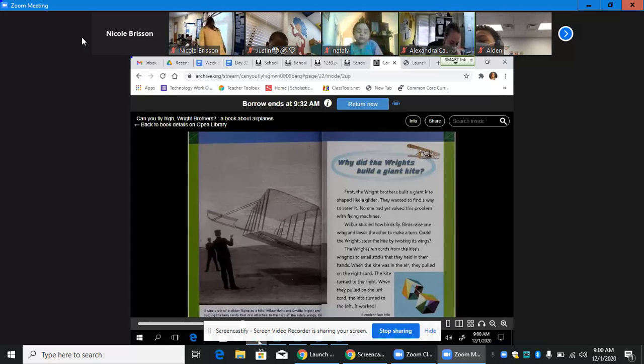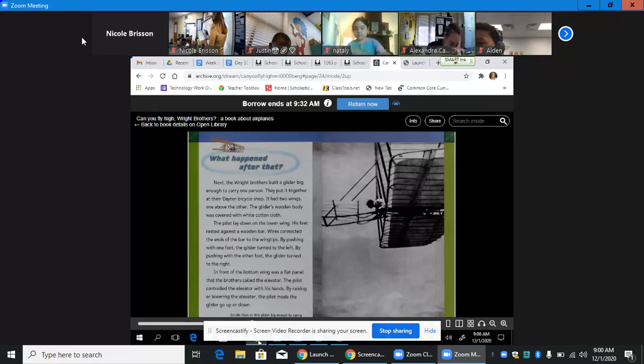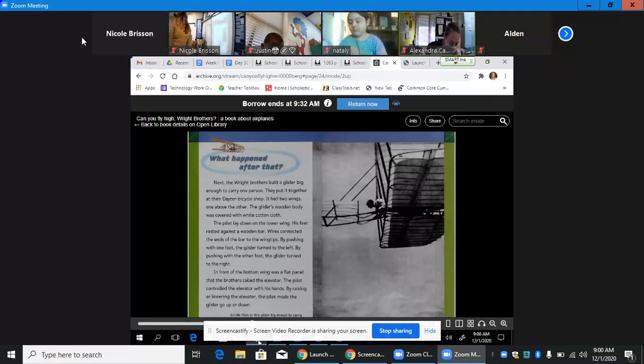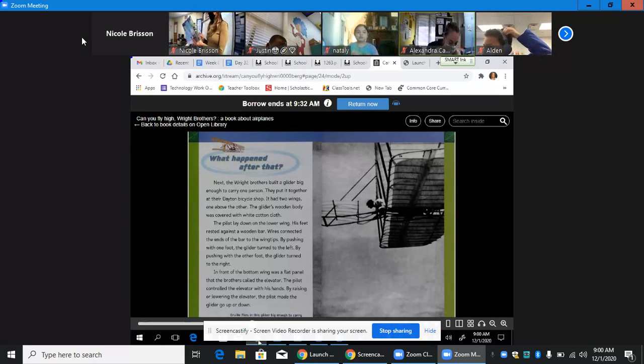All right, let's keep on reading. What happened after that? Ooh, I'm excited to read what happened after that. Then next, the Wright brothers built a glider big enough to carry one person. And we've got that transition word for chronological order. What is it, everybody? Next. Good. They put it together at their Dayton bicycle shop.